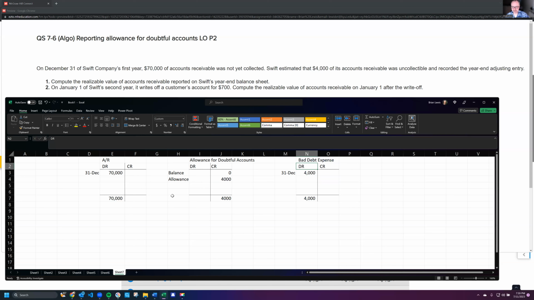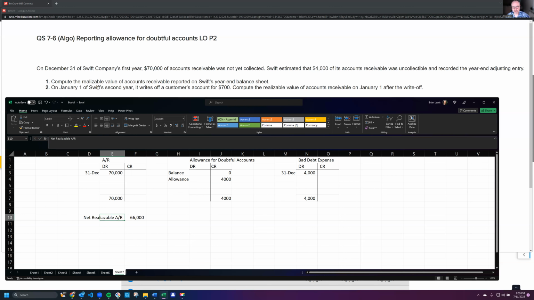So the net AR value is these two values together. So you got that one minus that one. So you've got 66,000 net realizable AR. Oh my goodness gracious, slow down. Okay, put that to the side.